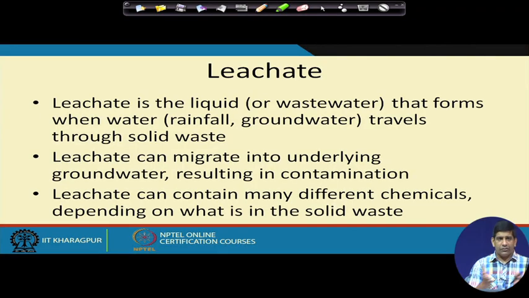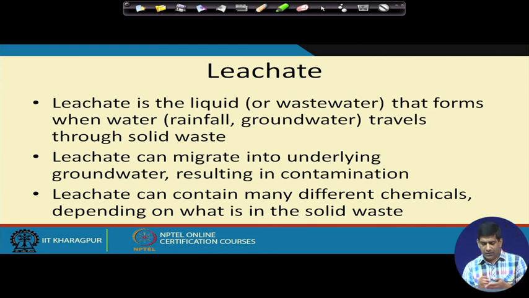When the waste degrades, if you remember from the anaerobic digestion chapter that we talked about, moisture is also produced. Moisture is one of the byproducts of waste degradation, especially in an anaerobic environment. So that moisture becomes part of the leachate, and then it travels through the solid waste, so leachate can migrate.